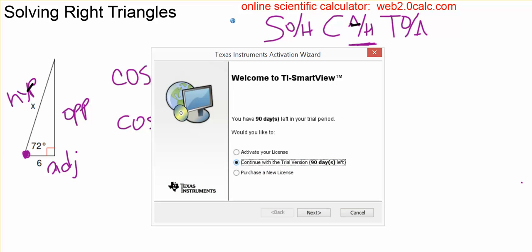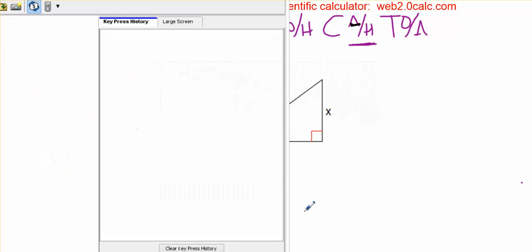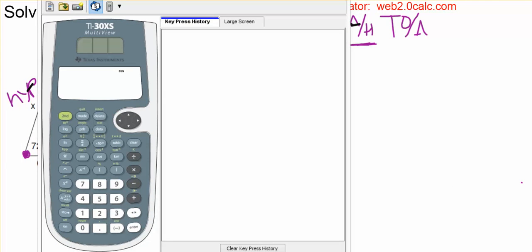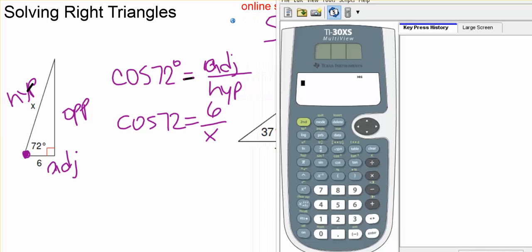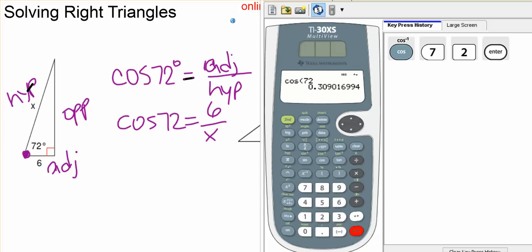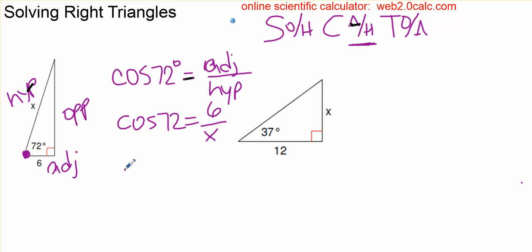Okay, here we go. See if we can move that into our window a little bit better. Okay, so we want to do the cosine of 72 degrees. So I'm going to do cosine of 72 degrees, and I'm going to hit my equal. And that gives me 0.3090. I usually take it out to the 10,000ths place. Okay, 0.3090 equals 6 over x.